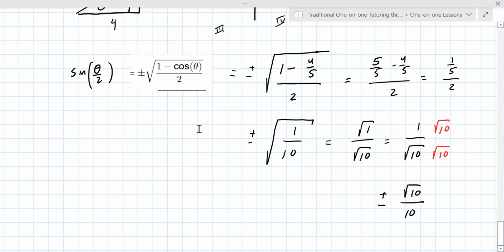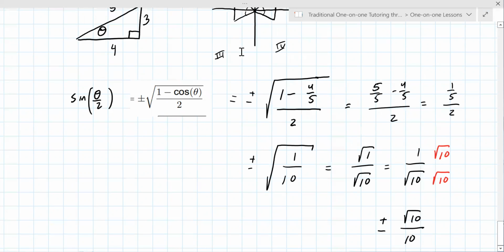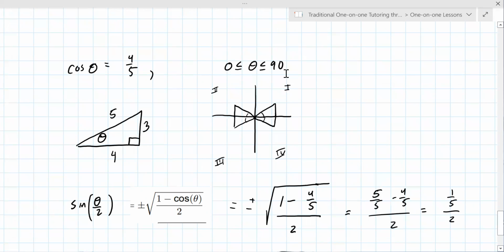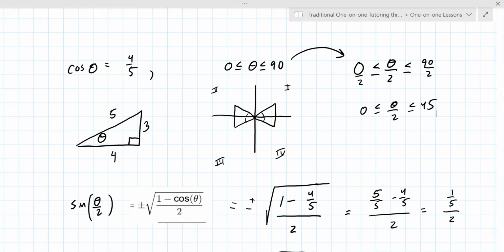All right, so here's how you decide whether it's plus or minus. Again, you go back to the quadrant you're in. You're in the first quadrant, but this one's a little different. You have to decide where you would be if you were in half the angle. You might ask, what do you mean by that? Well, it's 0, because you divide 0 by 2, and then 90 divided by 2 is 45. So the half angle we know is between 0 and 45, still in quadrant 1.